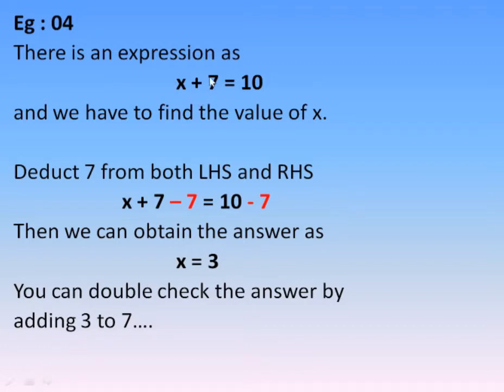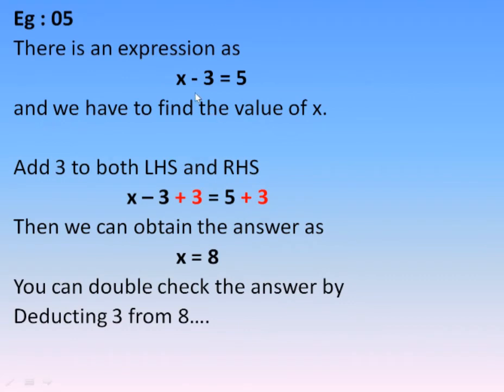If we do some operation to the left hand side, we should do the same exact operation to the right hand side also. So we are going to deduct 7 from both the left hand side and the right hand side. So we can obtain the answer as x equals 3. If you are not sure, you can double check the answer. 3 plus 7 is 10.